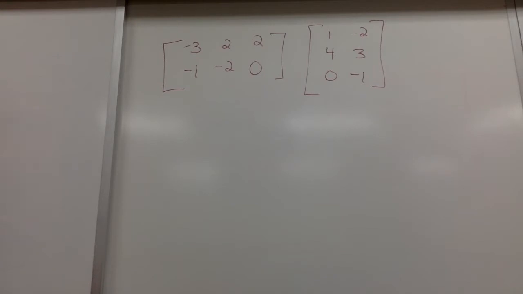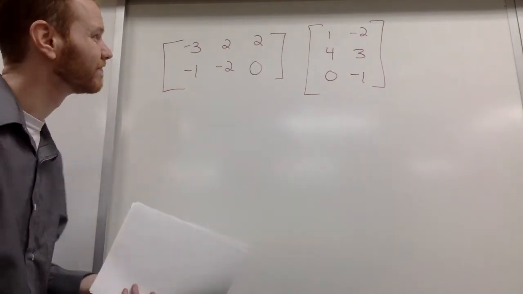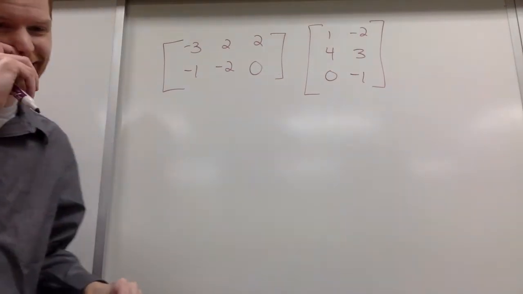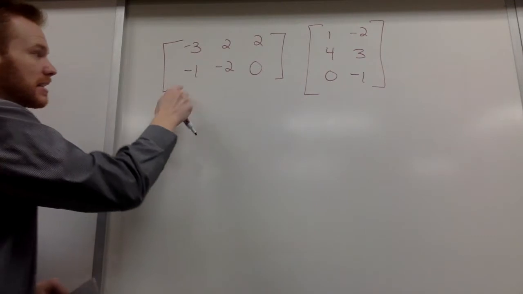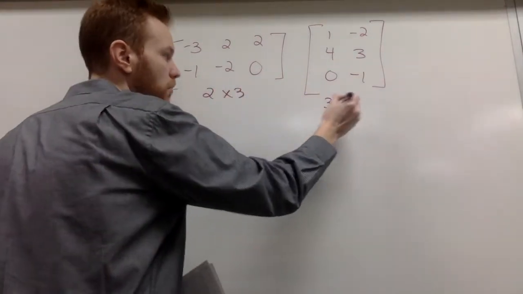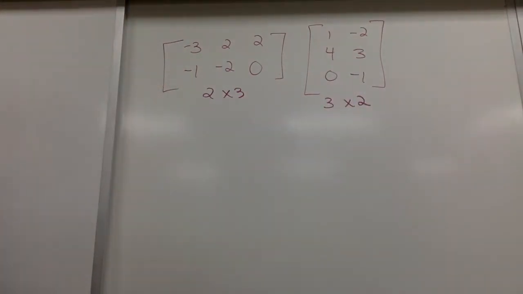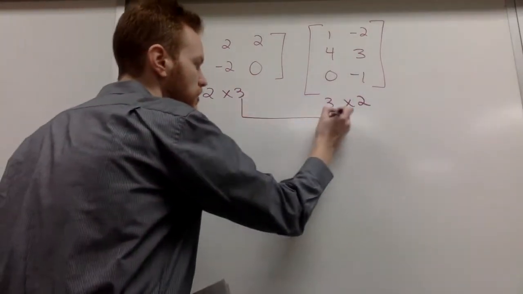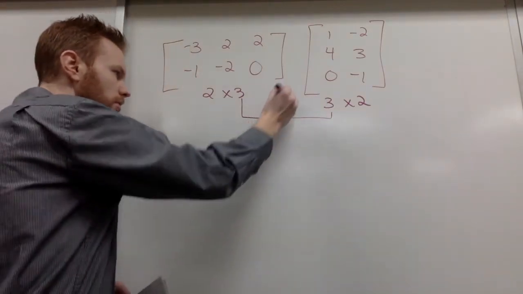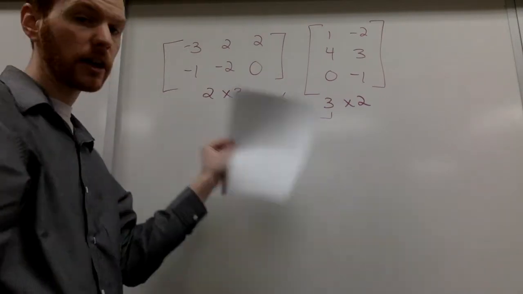All right. Now, you're probably thinking, wow, this looks a lot different than before, and it does. The size of this guy is 2 rows by 3 columns, and this is 3 rows by 2 columns. Those are the sizes. Now let's take a look. Do the inner dimensions match? They do. So what that's telling me is I'm allowed to multiply these.